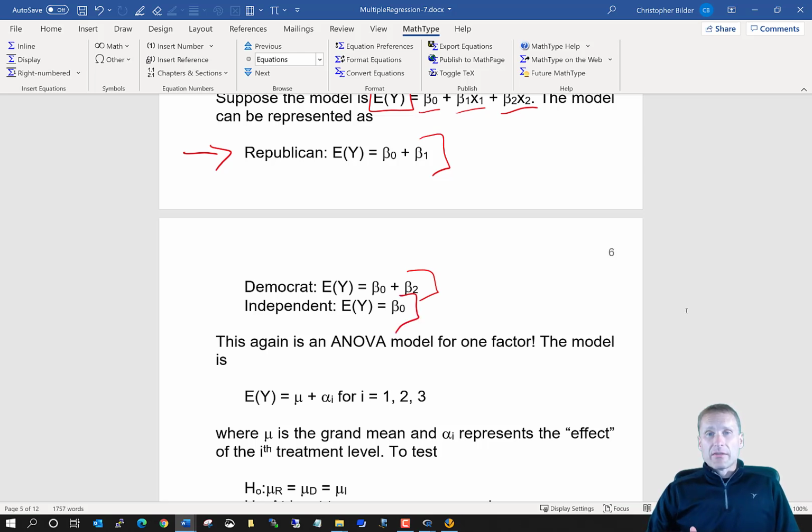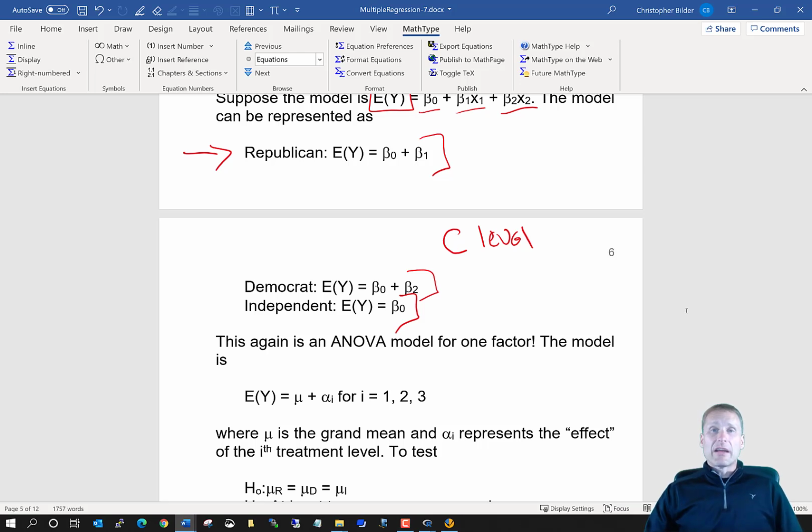But the key is each level of that qualitative variable has a unique coding representation in our model. That's why we only needed 2 of these indicator variables to represent a 3-level qualitative variable in our model. And in fact, in general, if you had a C-level qualitative variable, you could do the same thing where you have C minus 1 indicator variables. That's how you would represent it in a regression model.